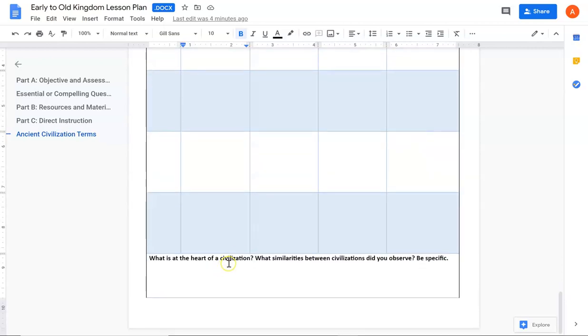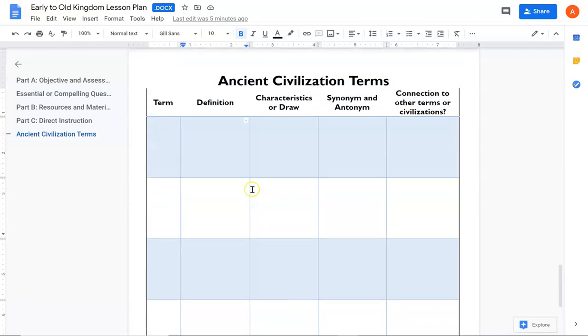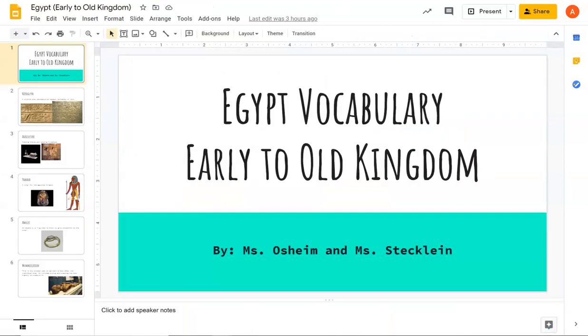And then at the bottom here, we have this question that is, what is at the heart of a civilization? What similarities between civilizations did you observe? Be specific. And you will fill this part out yourself. So we're going to work through the first term together, and then as we go through the PowerPoint, you are going to fill out the rest.